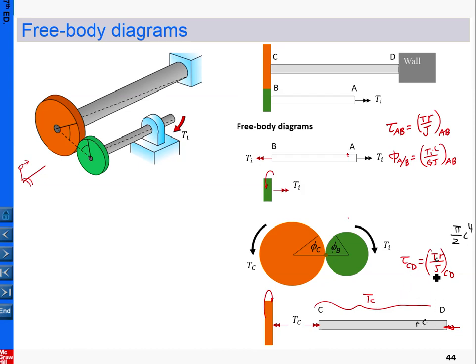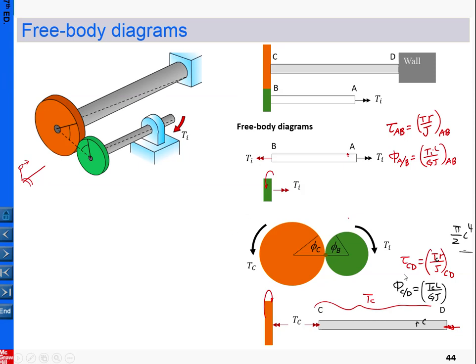In a similar way, phi, the angle of twist between the two ends, for example C relative to D, is TL over GJ. T is the torsion in the shaft, that's TC. L is the length, G is the rigidity modulus of this material, and J is the same thing we calculated here. So basically, these slides have the basic and complete information for you to start with the analysis of type 3 problems. This kind of problem involves quite a bit of information.